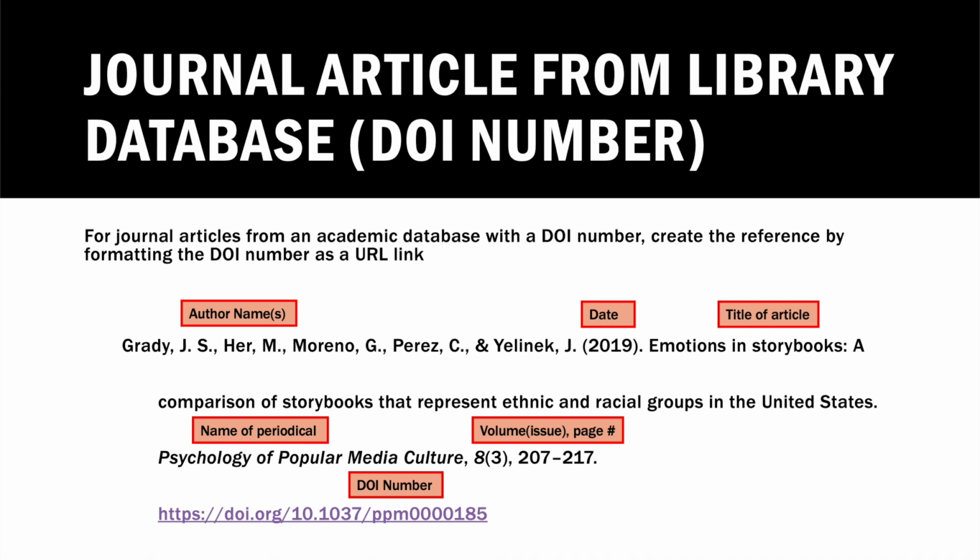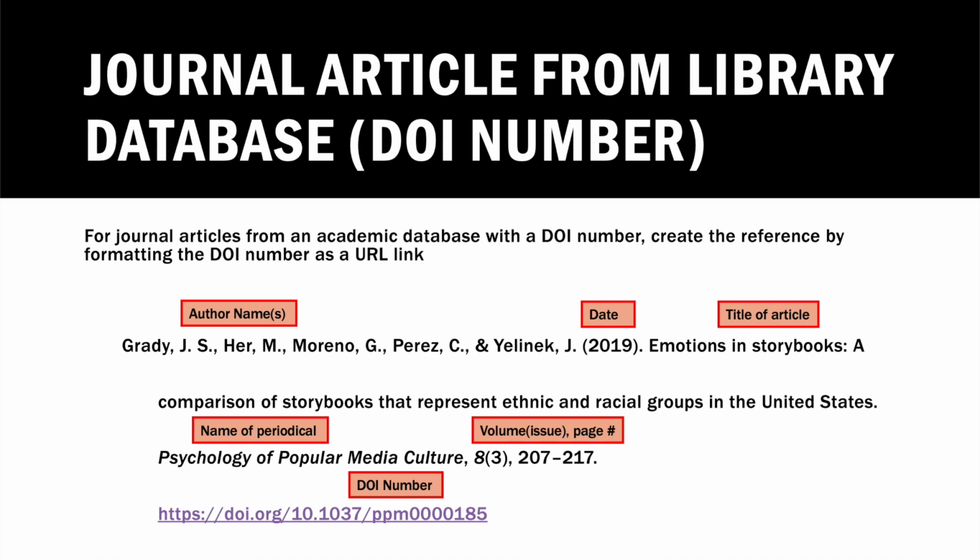The title of the article is closed out by a period and then followed by the name of the periodical, which is the name of the journal. The name of this journal is Psychology of Popular Media Culture, followed by a comma. And please remember that the name of the journal is in italics.